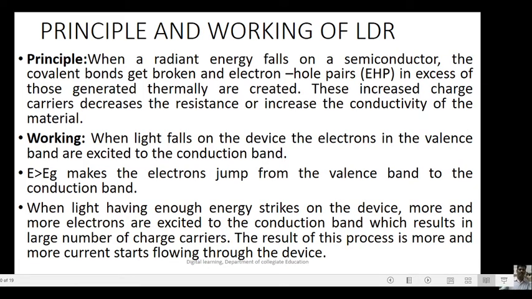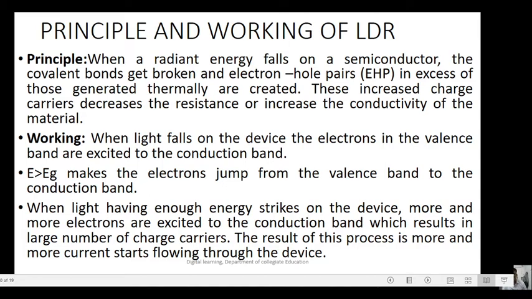Principle and working of LDR. Principle: when radiant energy falls on a semiconductor, the covalent bonds get broken and electron hole pairs in excess of those generated thermally are created. These increased charge carriers decrease the resistance or increase the conductivity of the material. Working: when light falls on the device, the electrons in the valence band are excited to the conduction band. E greater than Eg makes the electrons jump from the valence band to the conduction band.